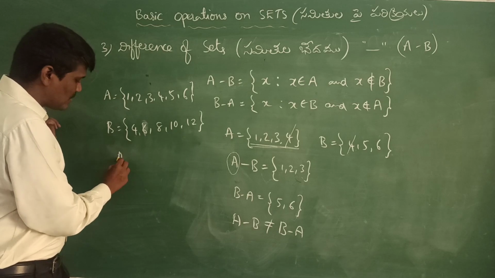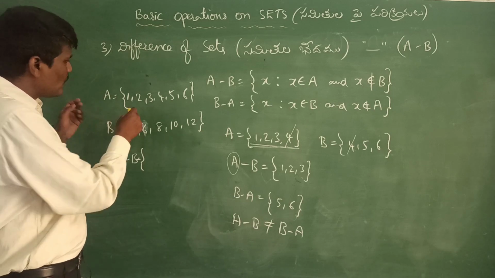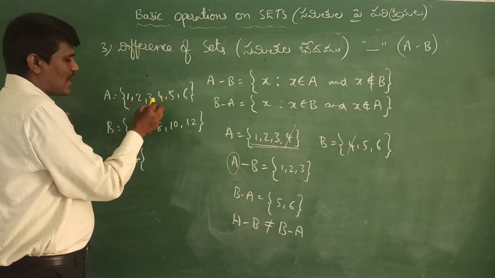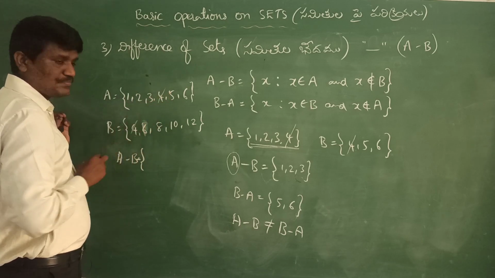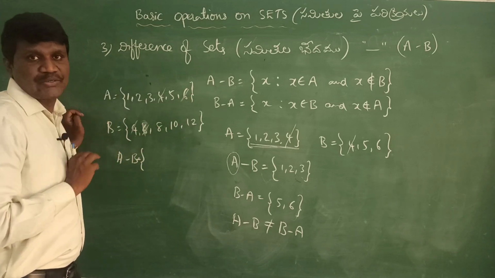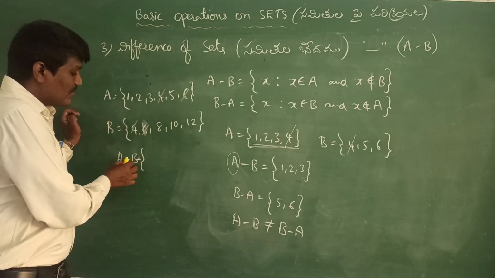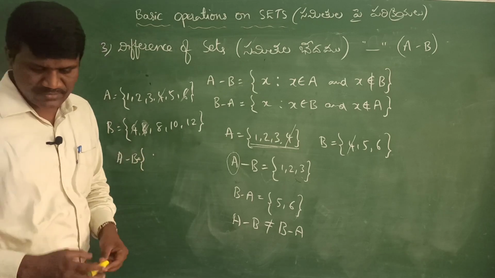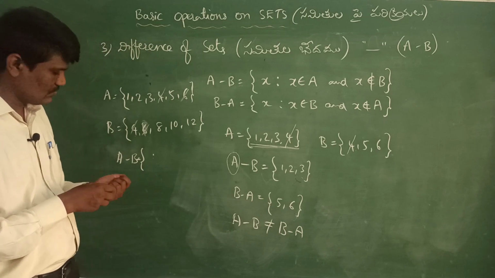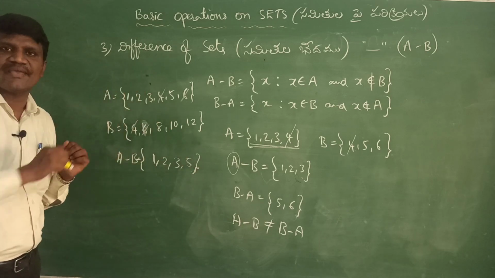So what is A minus B? Now tell me, what will A minus B be? For A minus B, we should concentrate only on which set? On A. So see what is common in A. 4 is common, 6 is also common. So this is the first thing you need to do. So 1 2 3 5 only are left. So what comes then? A minus B is 1 2 3 5. So this is A minus B.